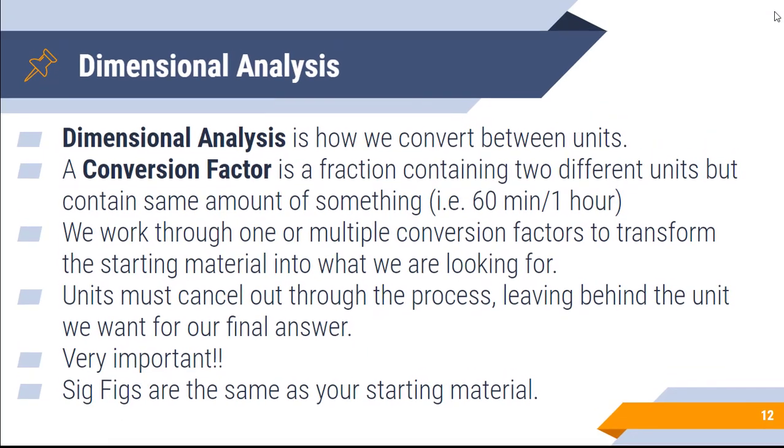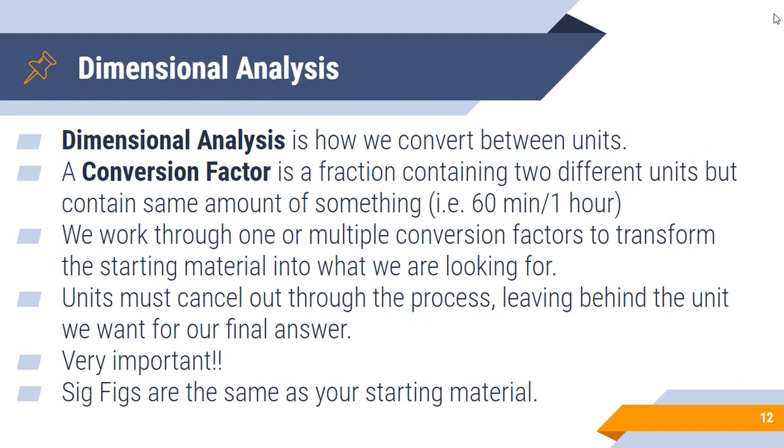Sweet. One of the biggest things that I'm going to focus on this year, and with any chemistry class, is dimensional analysis, and that is the process of how we convert between units. Many of you guys have done this before in math class, or if you've had a previous chemistry class. A conversion factor is a fraction that contains 2 different units but contain the same amount of something. So for example, a conversion factor between minutes and hours are that there are 60 minutes inside of 1 hour. They have the same length of time, they're just in different units.